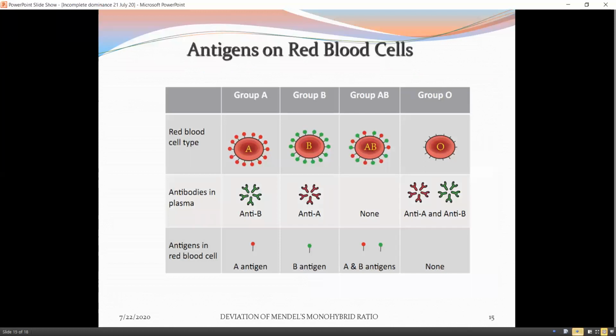Now, this diagram shows antigens and antibodies in different blood groups. Group A blood has antigen A and antibody B. Group B blood has antigen B and antibody A. Group AB has both antigens A and B, and no antibodies. And group O has both types of antibodies, A and B, and no antigen.